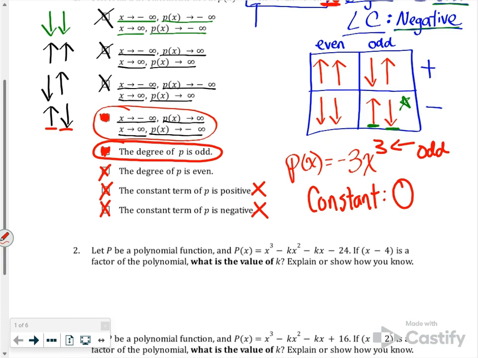So that's question 1, and I would definitely expect you to see something like that on your assessment coming up soon.